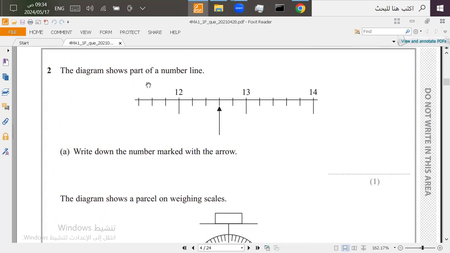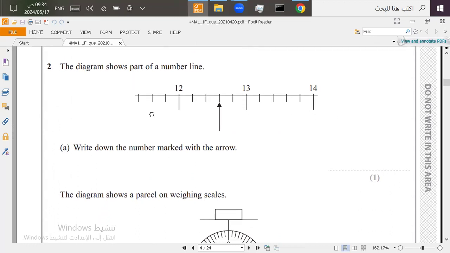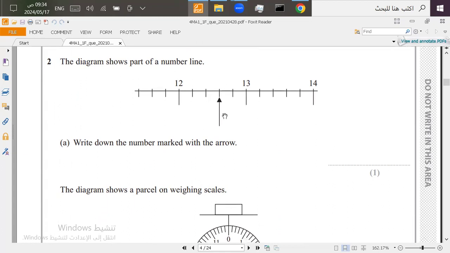The diagram shows part of a number line. This is a number line. Write down the number marked with the arrow. So this is the arrow. We need the number here. Now, first, let's take a look at the numbers. We have 12, and here we have 13. 12, and then 13. As you can see, it goes by what? Very good. By decimal points. How do we find how many decimal points we have each time?